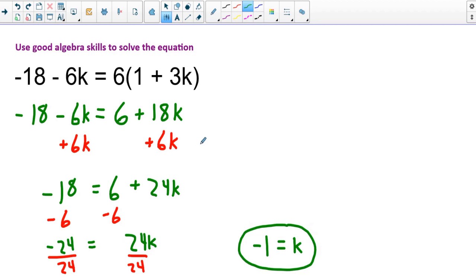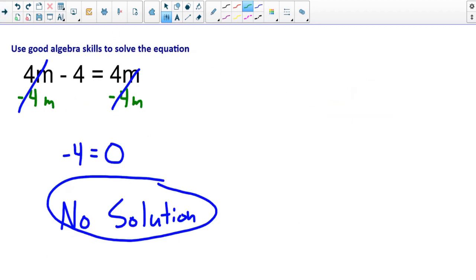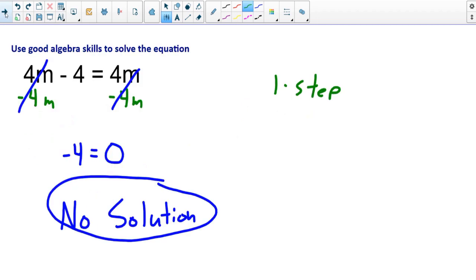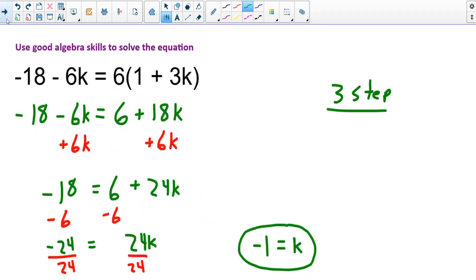This would be called a three-step equation, or you could say multi-step equation. The one that we did before this just had one step, really. So this was a one-step equation, even though it had no solution. And the first one that we did had two steps, because my first step was to combine those like terms and the second step was to divide out that negative 10. So we would call this a two-step equation. But these are all just good examples of how to solve equations.